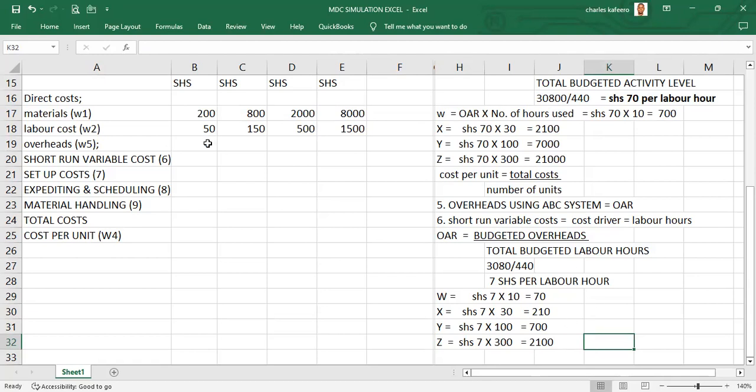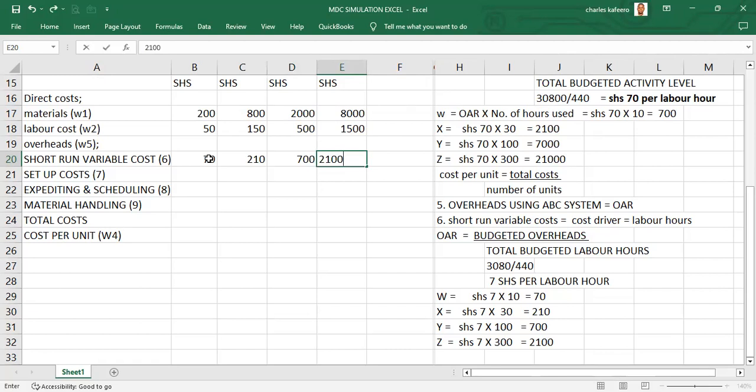So you are seeing the difference. On the other side, we took all the overheads and divided by one cost driver, which was the number of labor hours. But this one, we get the individual cost and divide by its corresponding cost driver. So this one is going to be 70, this is 210, this is 700, and this is 2,100.